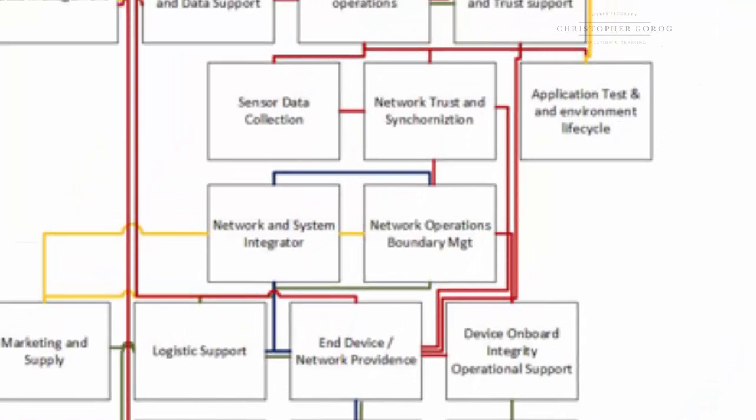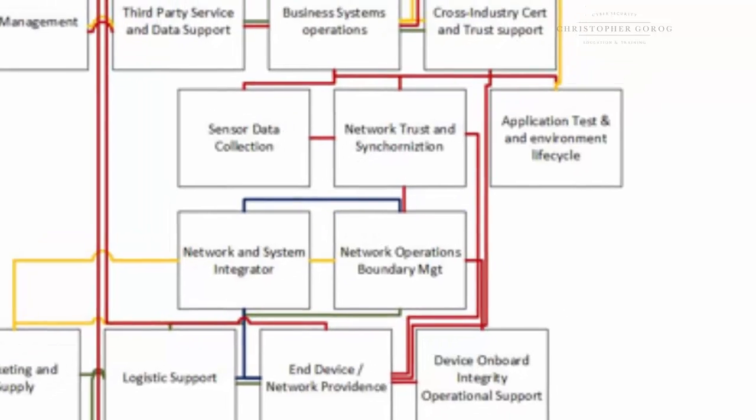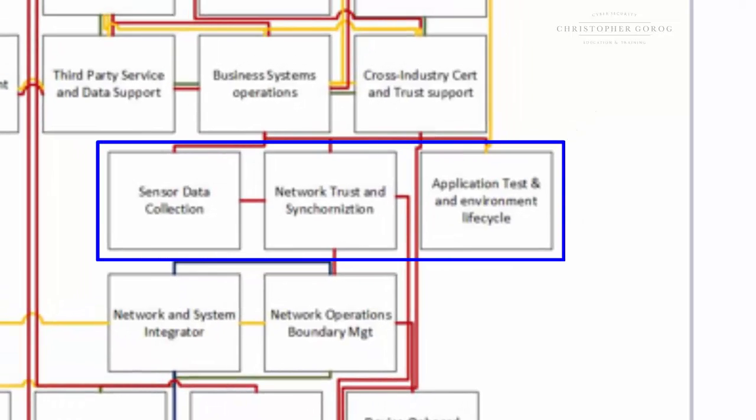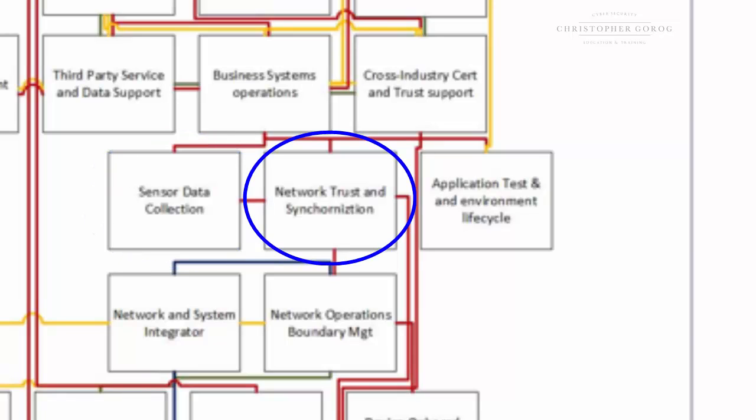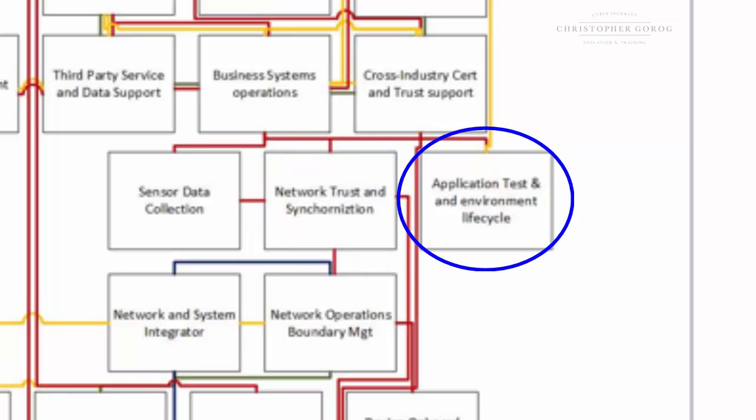The next level up really starts with the networking of critical infrastructure devices, bringing that system integration into the network all together, and implementing things like network operations and boundary management. And then at the next level up, we start looking at the actual collection of data and the management of that network and the trust of it and synchronization. And then application trust and lifecycle you see up at that level again, which goes into the next level up, the business systems.